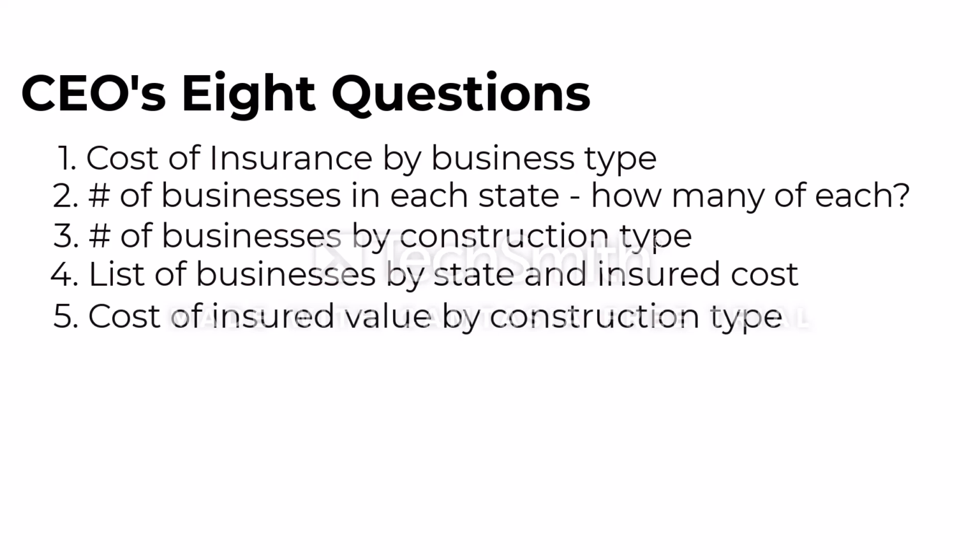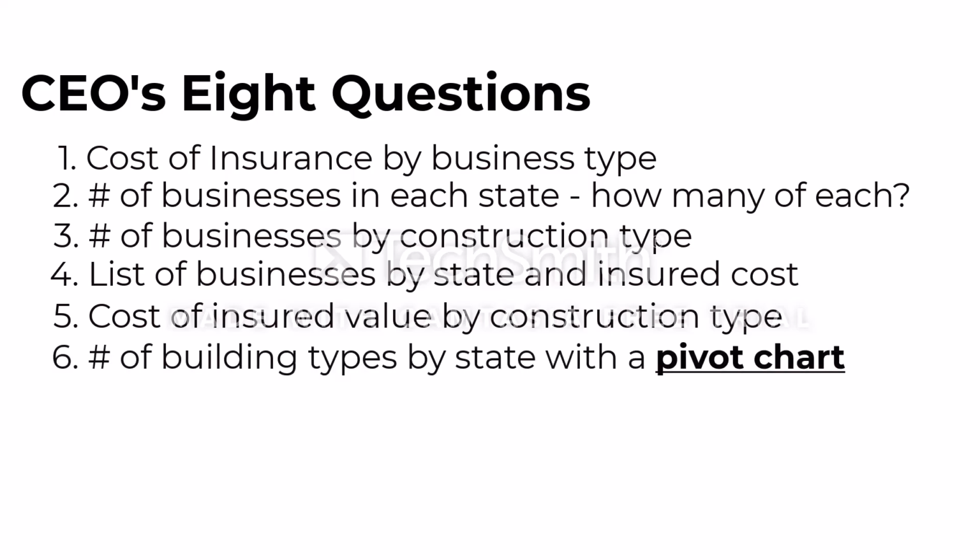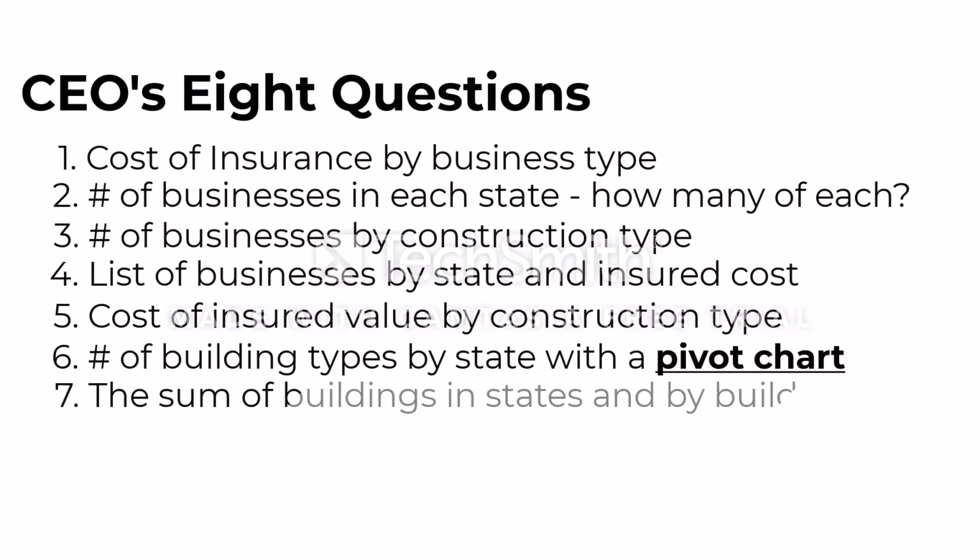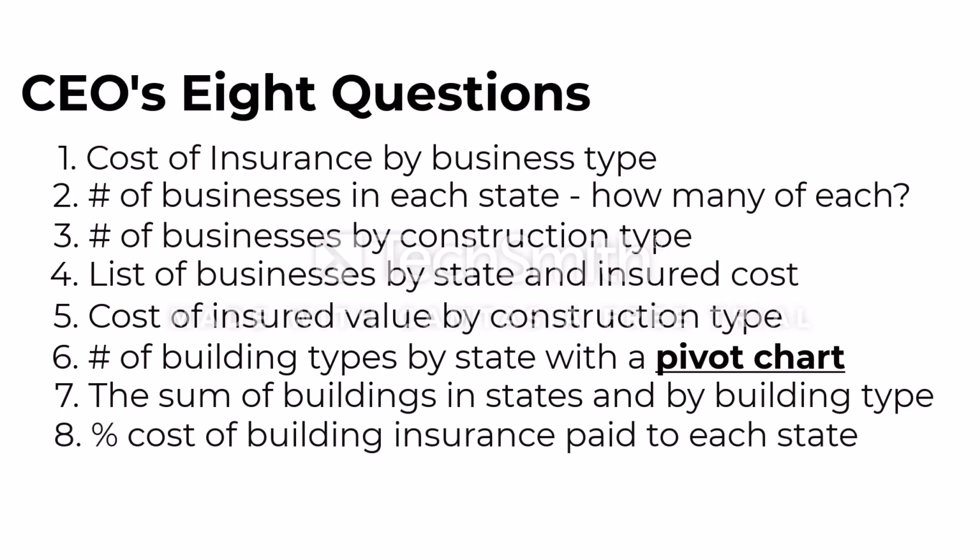5. Cost of insured value by construction type. 6. Number of building types by state with a pivot chart. 7. The sum of buildings in states and broken out by building type. 8. Percent cost of buildings insurance paid to each state.